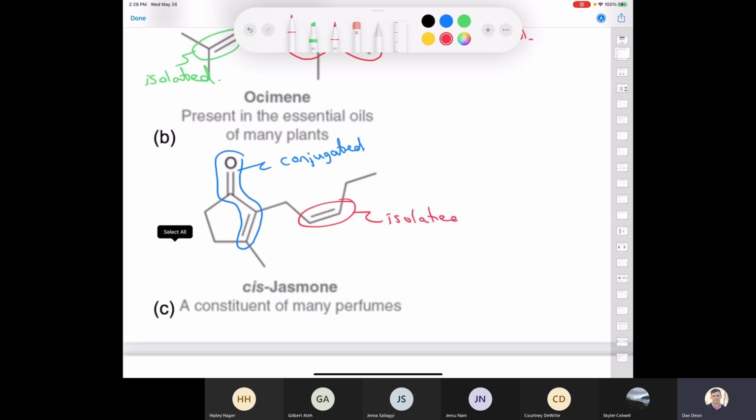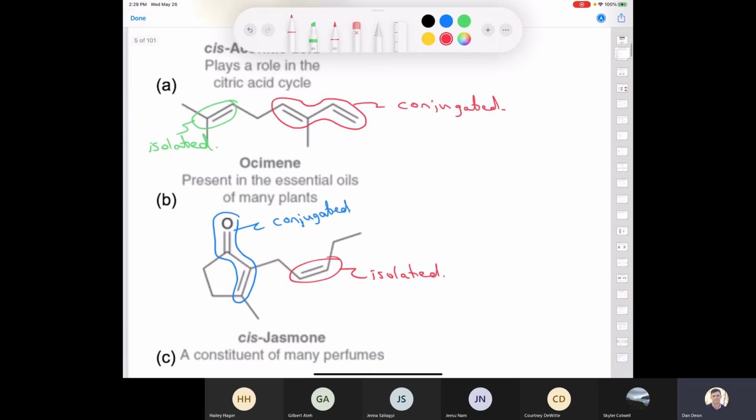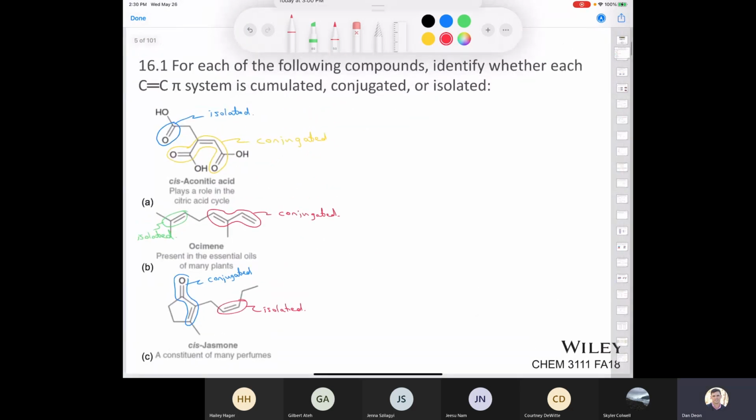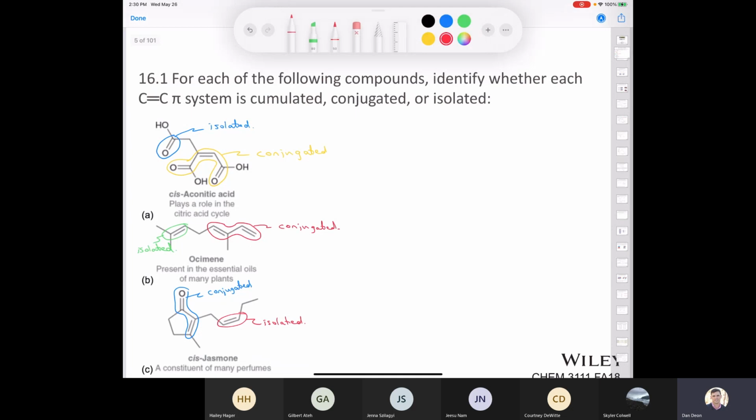Now, I'm hoping that you find this pretty, and again, I never like to use the word simple in organic chemistry, but I'm going to say it's simpler than some of the concepts that we've looked at in this class. Give me a thumbs up if you follow me on the concept of cumulated, isolated, and conjugated. Yeah, okay, good.